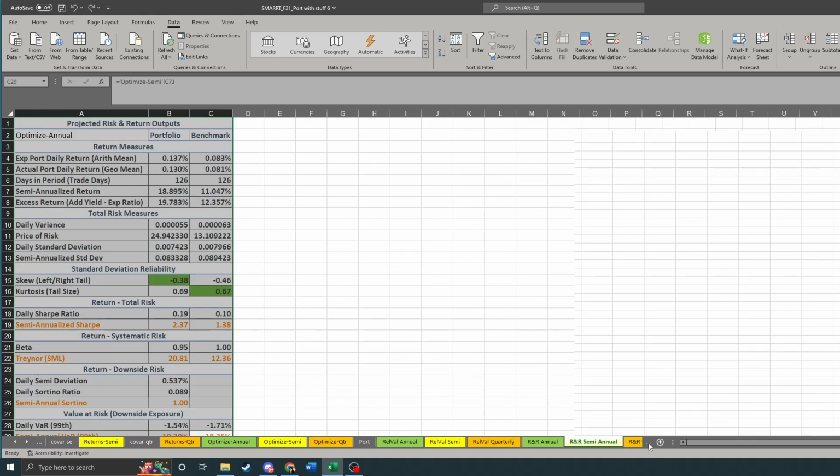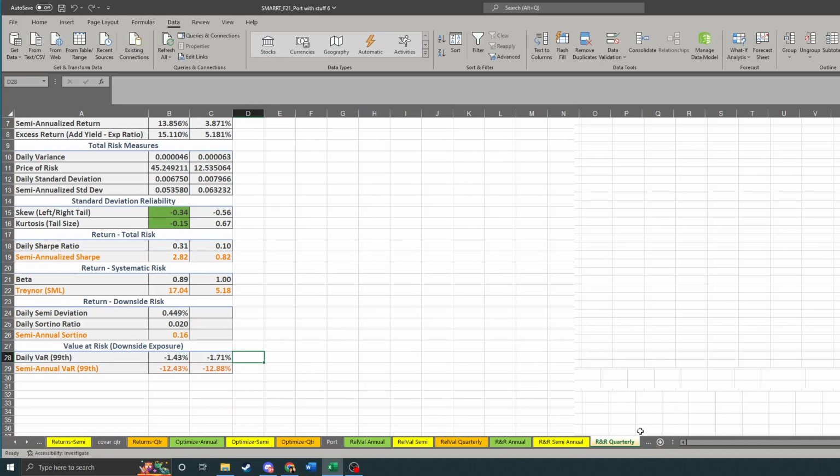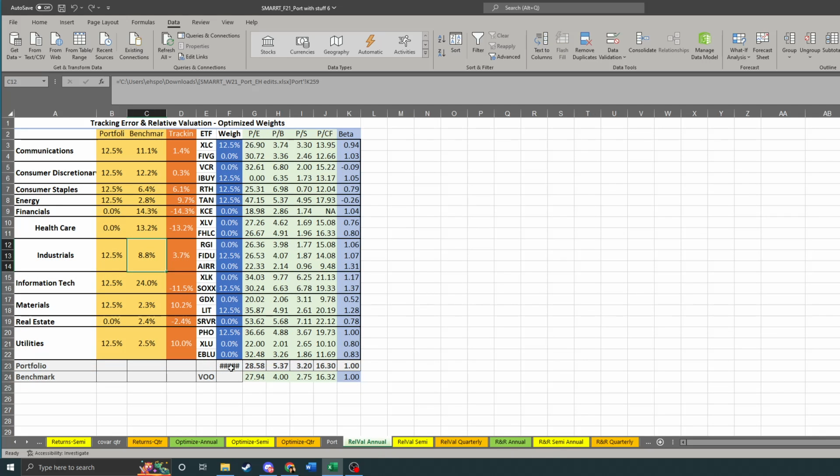After that, we have a couple pages that are just summarized information. So the relative value just basically shows you the portfolio's percentages that you get from the optimized version. So these are all the percentages that you would get from the optimized annual, semi-annual, and quarterly, each respectively in these. And then you put in the weights, which are given, as well as the PE ratios, PB, and all that stuff. And then you can compare it to your benchmark. So at the bottom right here, you'd have a sum product that would give you your portfolio price to cash flow, and stuff like that.